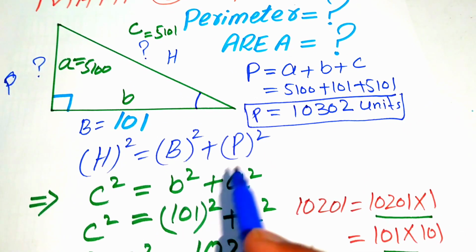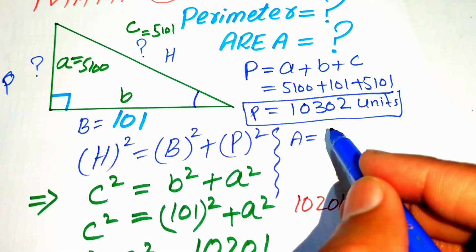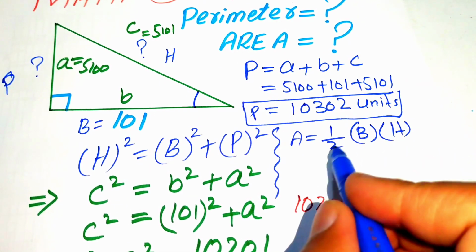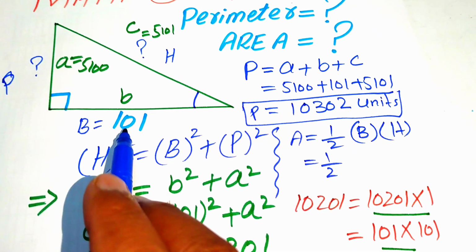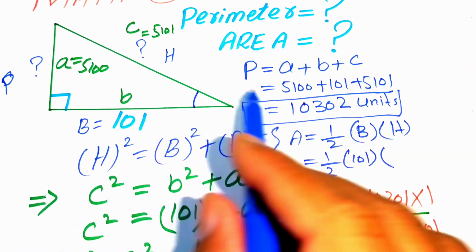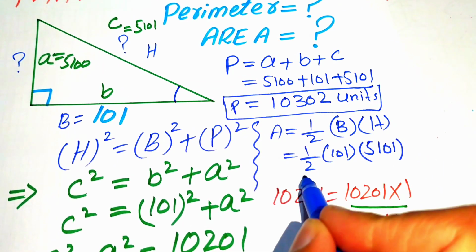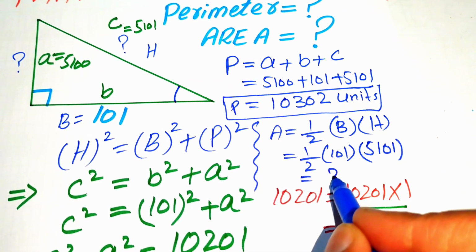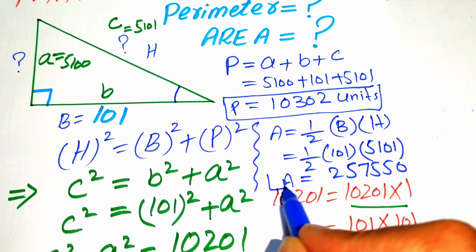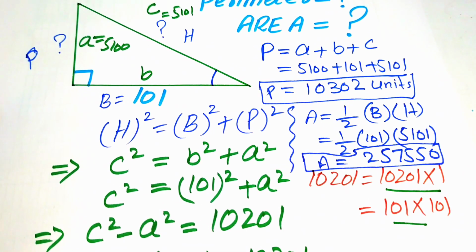And now we find the area of the triangle, and we know that the formula of area of a triangle is A equals 1 over 2 times base multiplied by height. So we have our base, which is 101, and our height, which is 5100. So when you simplify all these values, then you get 257,550. So this is the area of the given triangle, and this is the final answer of this question.